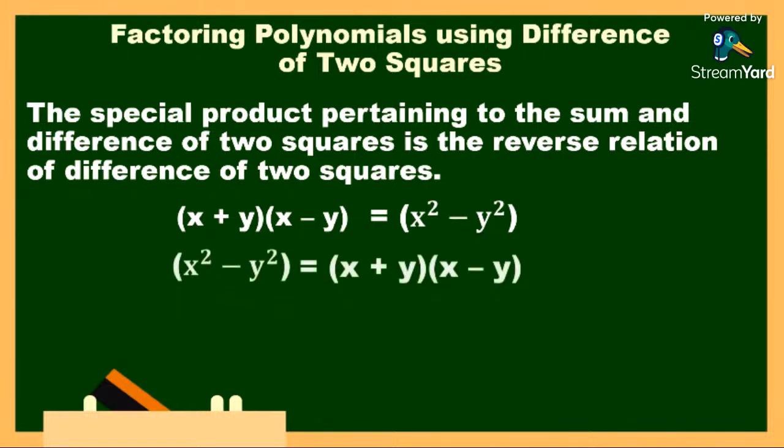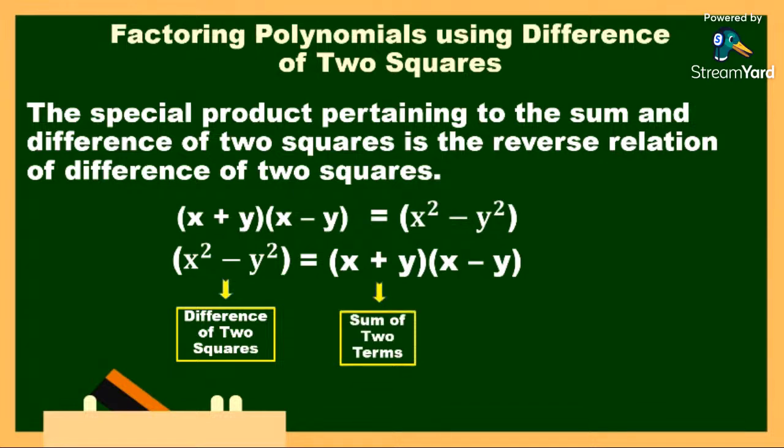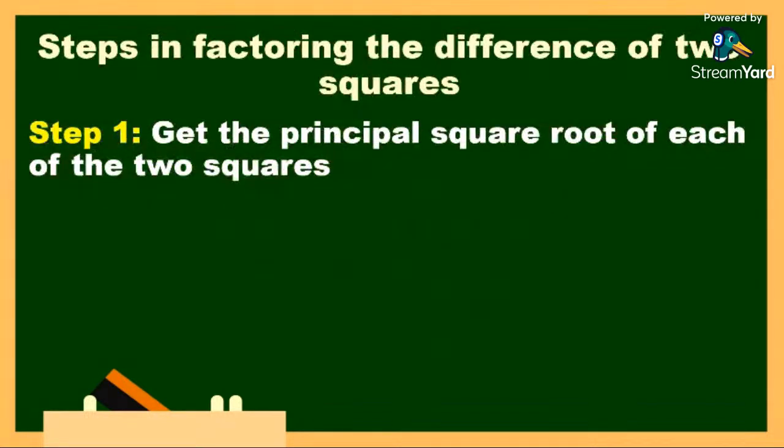Hence, the quantity of x squared minus y squared is equal to the quantity of x plus y multiplied to the quantity of x minus y, wherein the quantity of x squared minus y squared is the so-called difference of two squares, and the first factor, which is x plus y, is the sum of two terms, and the second factor, which is x minus y, is the difference of two terms. Here are the steps in factoring the difference of two squares.